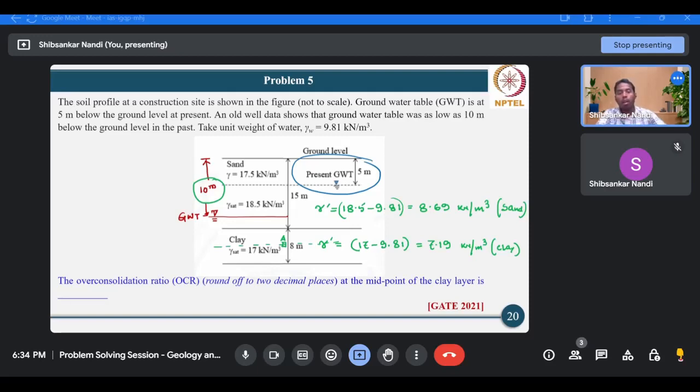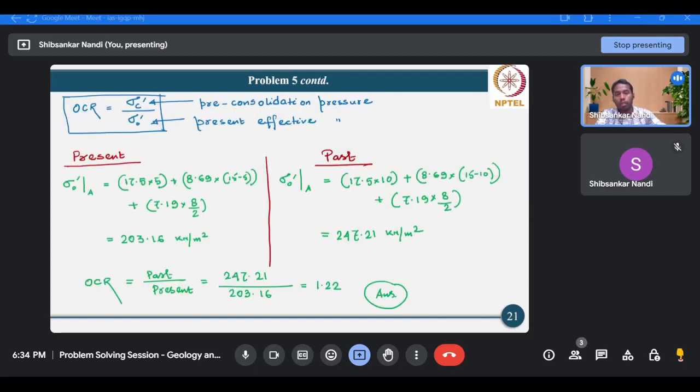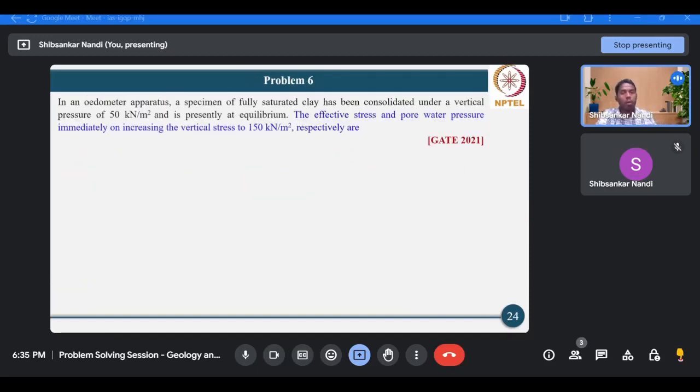Okay. So if it is all fine from your end, then we can take our last problem for this session. This is also again asked in the GATE examination, in GATE 2021. So in an odometer apparatus, a specimen of fully saturated clay has been consolidated under a vertical pressure of 50 kilonewton per meter square and is presently at equilibrium. The effective stress and pore water pressure immediately on increasing the vertical stress to 150 kilonewton per meter square, respectively, are. Okay, so this is a very fundamental problem.